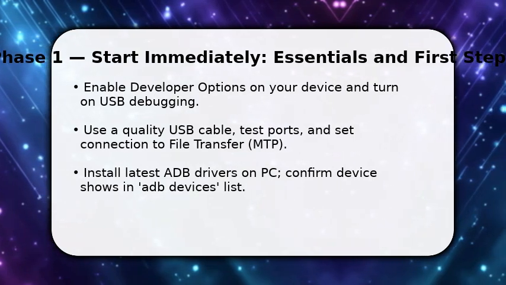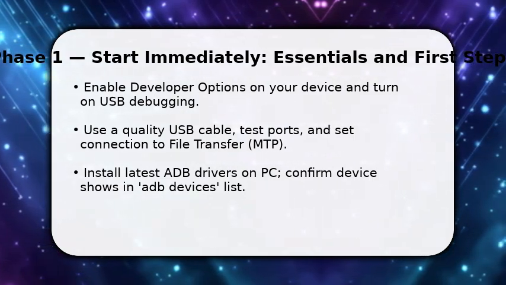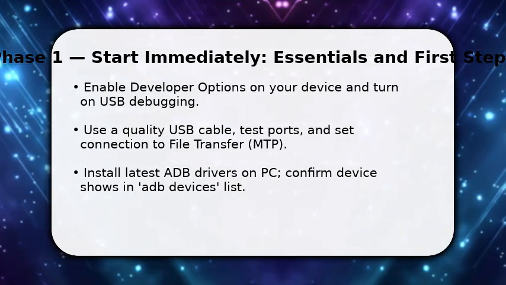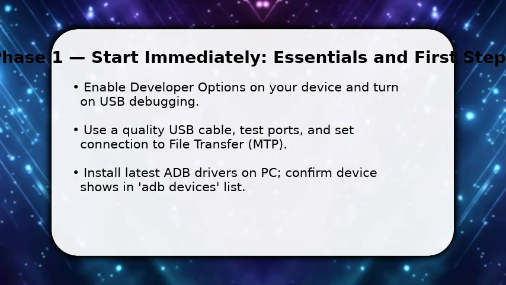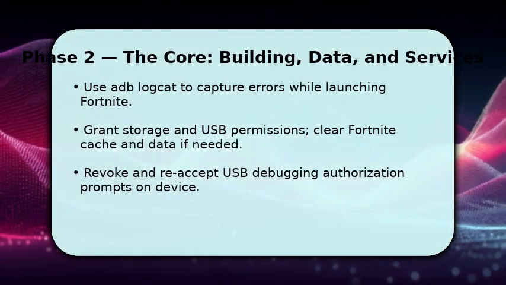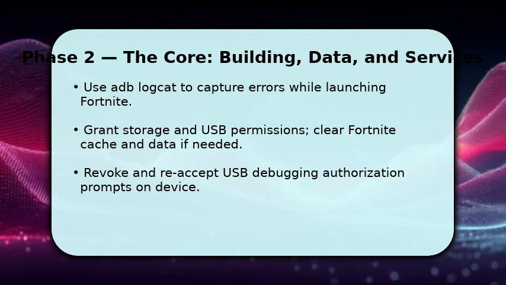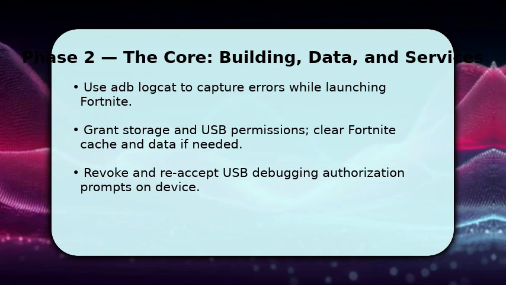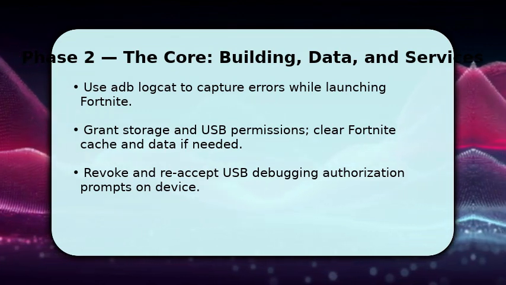Once done, you'll know the device communicates, which is vital before altering app permissions or logs, so don't skip this step. Now you dig into what Fortnite reports and adjust permissions to resolve the USB debugging error. Start an adb logcat while launching the game to capture the precise fault. Look for permission denies or launcher crashes.